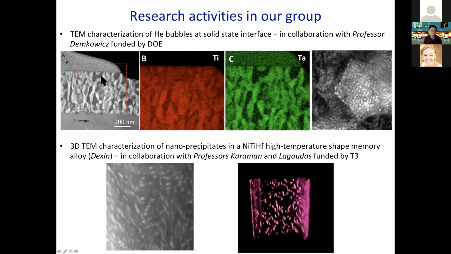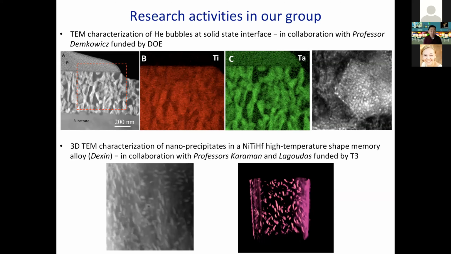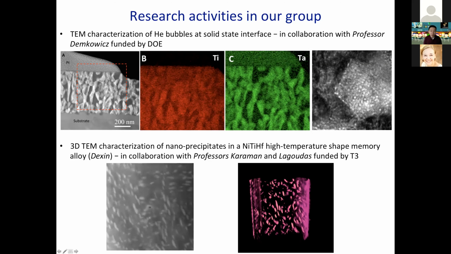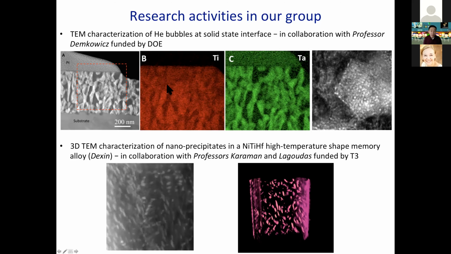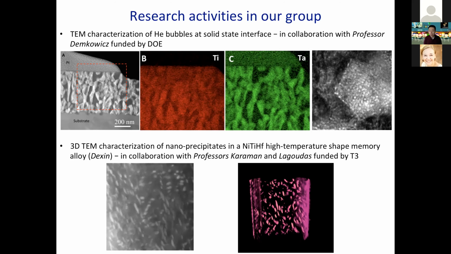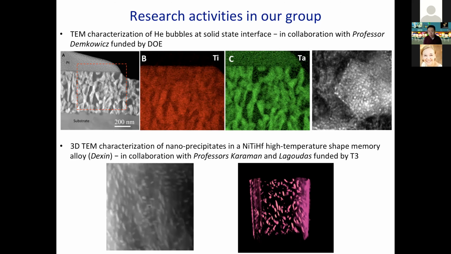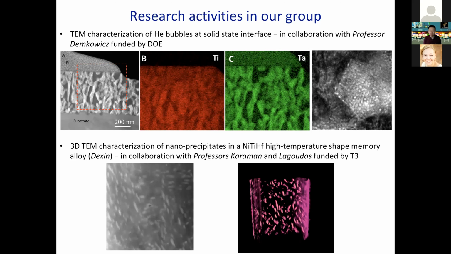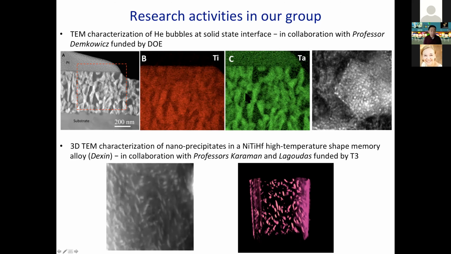We also can do chemical mapping using EDS. So there's titanium and tantalum present in the material. You can see one phase is rich in titanium, the other phase is rich in tantalum. That gave us the capability to not only look at the microstructure of the material, but also the chemistry of each component.